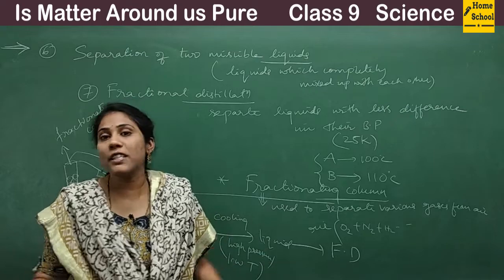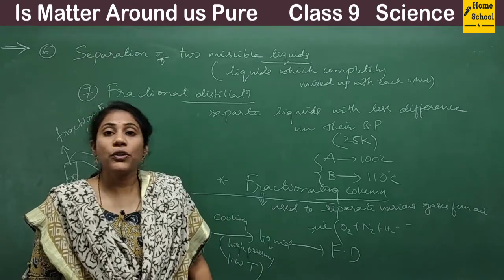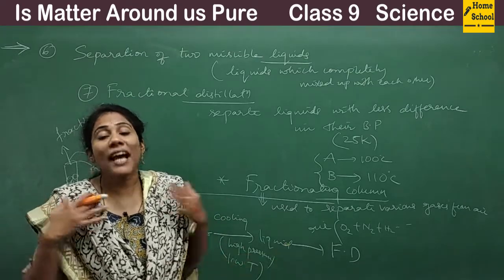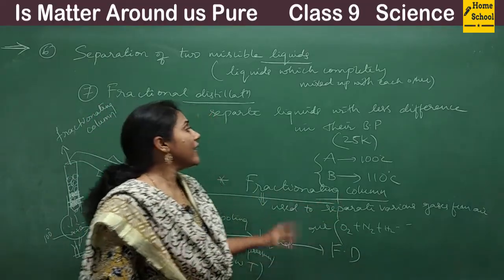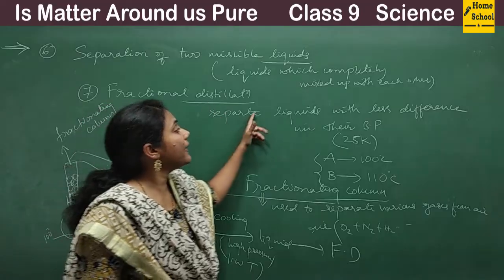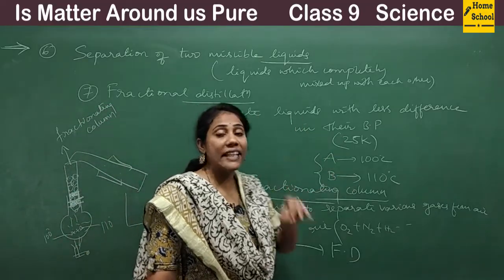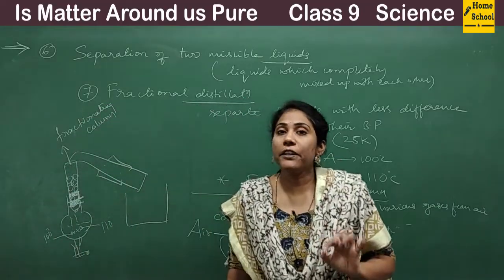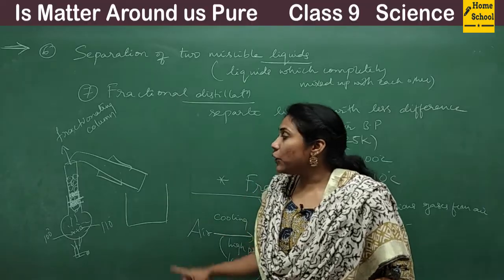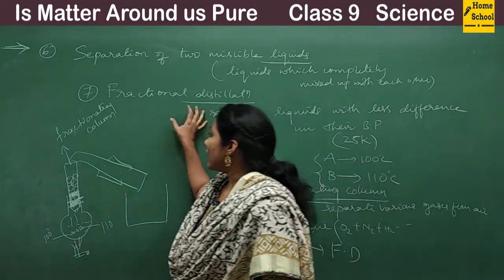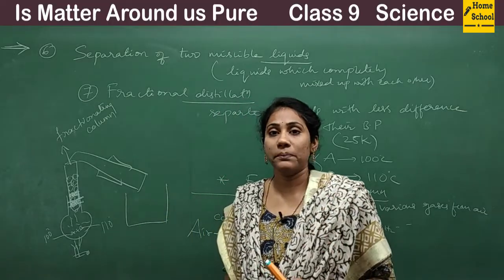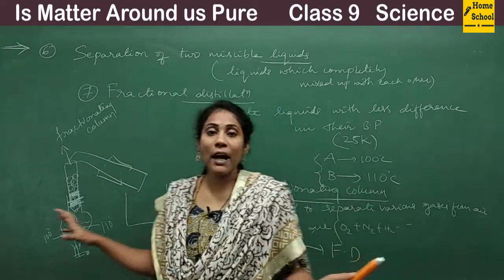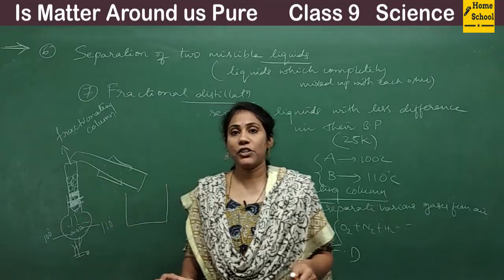Try to remember this point also, right? This is how we can do fractional distillation to separate various components of air, and also to separate liquids which have a very small boiling point difference. What is important to remember here is that for fractional distillation we use something called a fractionating column. So this is all about the two types of distillation.